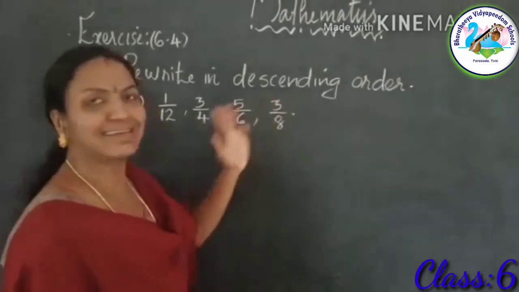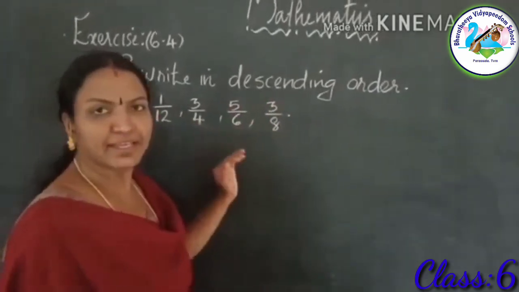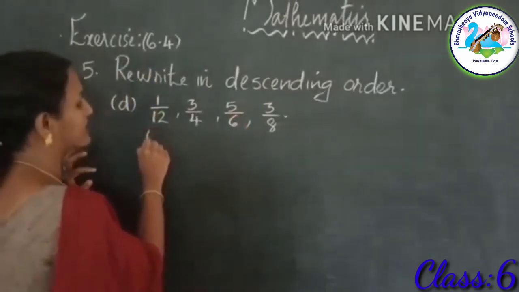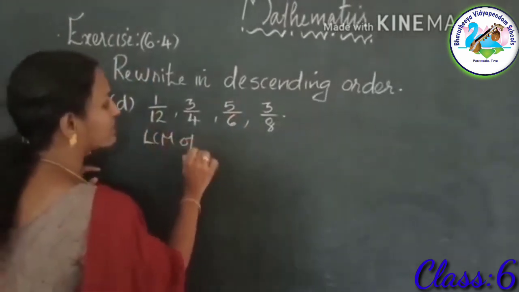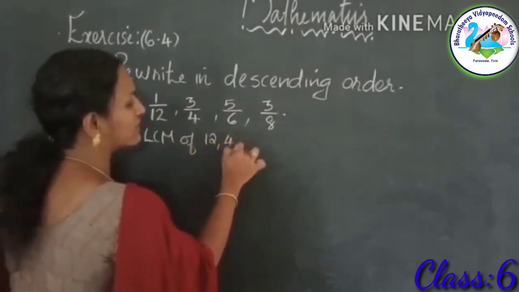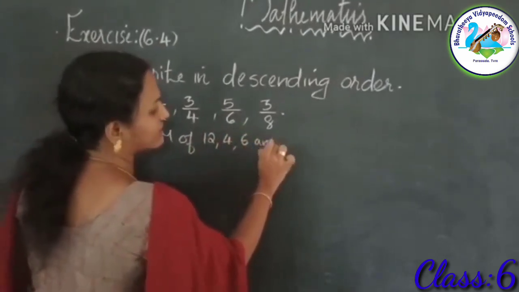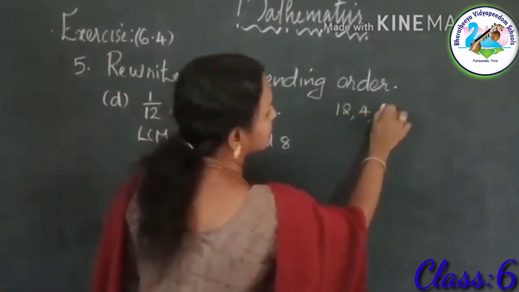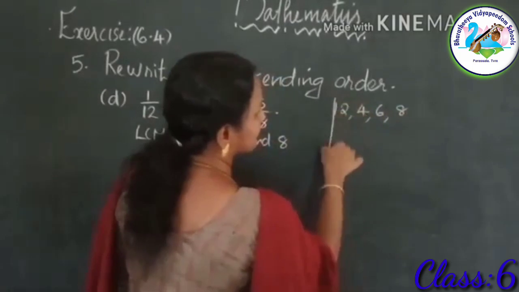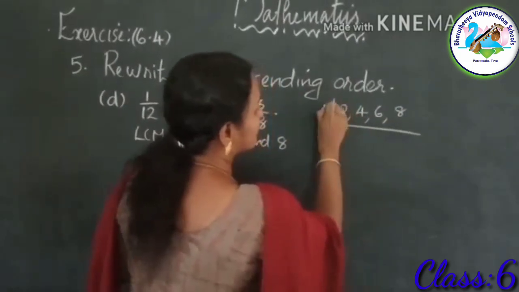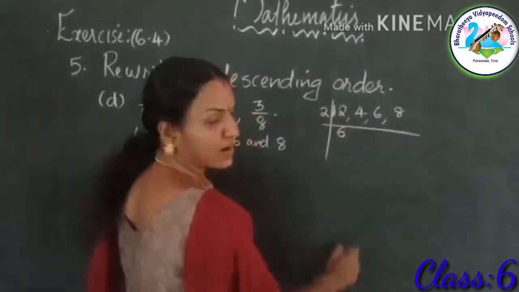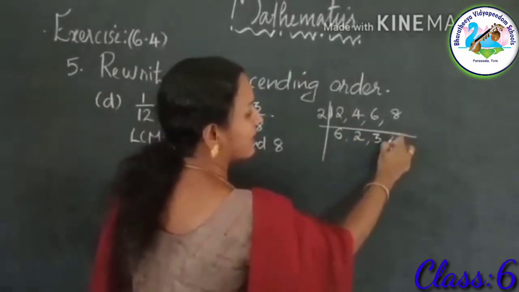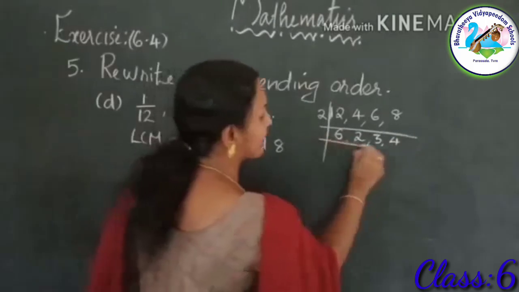Arrange these fractions in descending order. Descending means arrange from big to small. So we have to find the LCM of 12, 4, 6 and 8. Start with 2. 6 2s are 12, 2 2s are 4, 3 2s are 6 and 4 2s are 8.